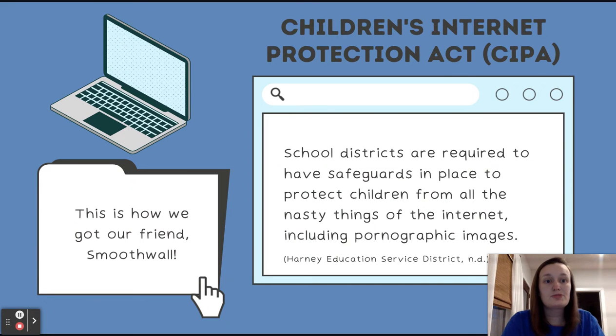So, moving on to the Children's Internet Protection Act, CIPA. School districts are required to have safeguards in place to protect children from all the nasty things on the internet, which includes pornographic images and anything else deemed harmful. This is why all the student computers have Smoothwall on them. It's anti-malware, and it blocks certain sites and certain Google searches on their computers and on their internet. That's why their internet is different from our internet, because generally the school trusts us to be adults about our internet usage.